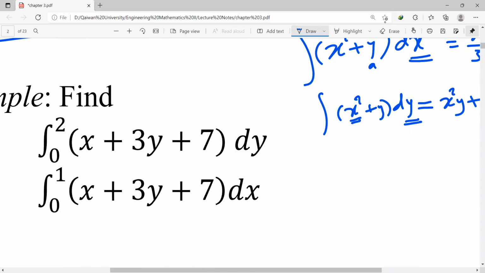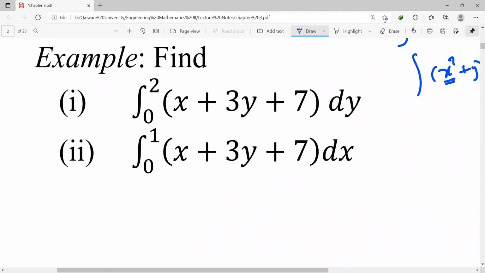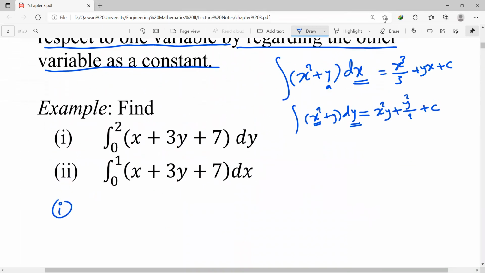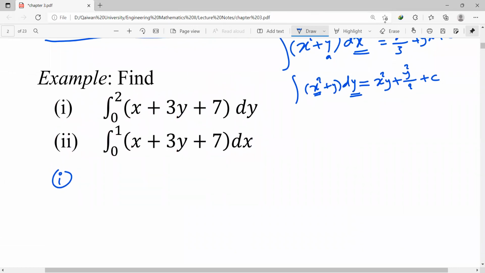And here you have some examples. You have these 2 examples. For the first one, let's see if we have enough space. Yeah, we have enough space. For the first one, we say the integration of x plus 3y plus 7 dy from 0 to 2. Here we have the integration of this function with respect to y. That means x is constant. First, we have the integration from 0 to 2 for x plus 3y plus 7 dy.